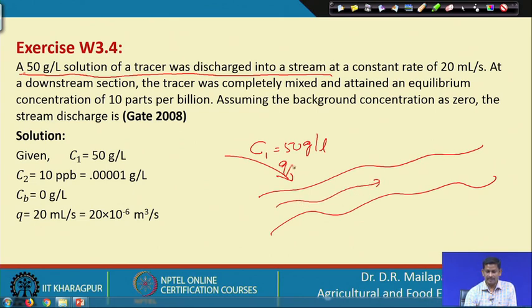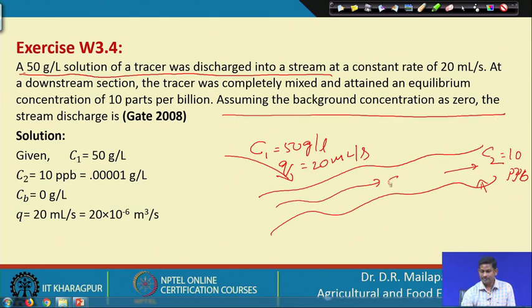This has a discharge rate of 20 ml per second. Okay. Discharge constant 20 ml per second. This is the upstream and downstream section. At the downstream section, the tracer was completely mixed and attained equilibrium. So, at this point it attained equilibrium, and the concentration C2 is 10 ppb. Assume the background concentration Cb is 0.